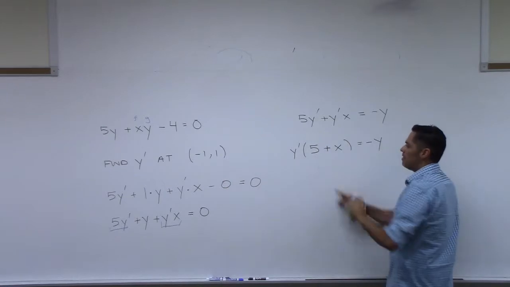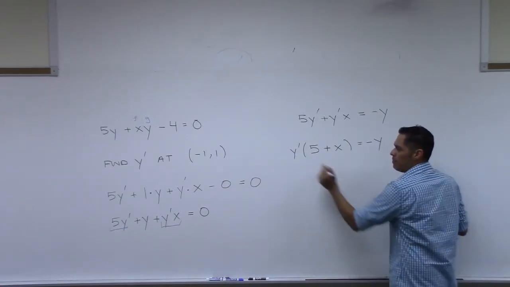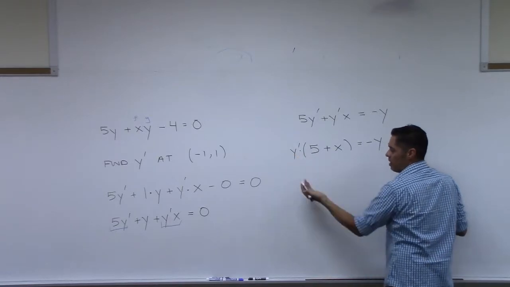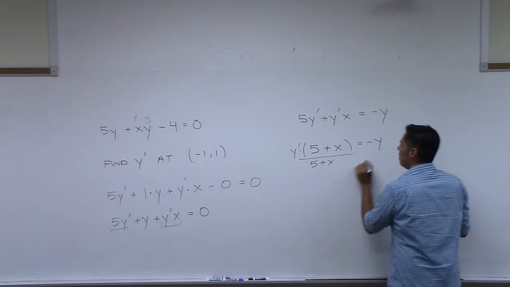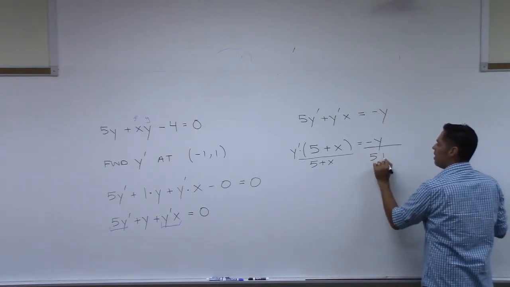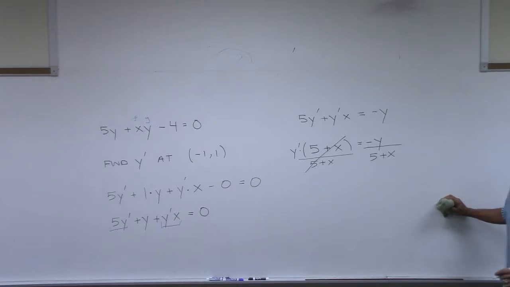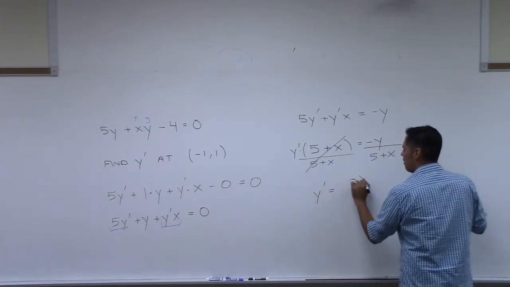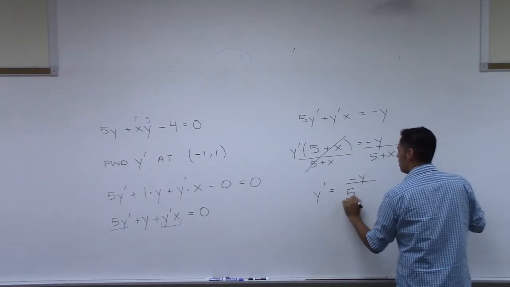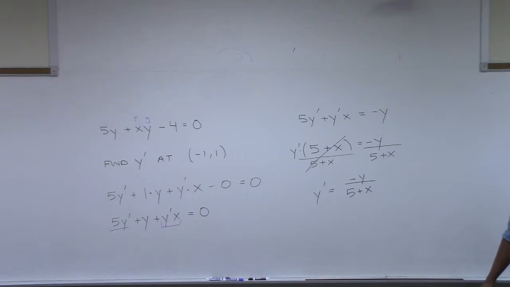Now what? Trying to get y prime by itself. We're almost there. Divide. Yep. And we divide because this is multiplication. So to undo the multiplication, we divide through by 5 plus x. And then we divide this side by 5 plus x. This cancels. We have our y prime by itself equals this side, negative y over 5 plus x. Not done, right? Not done.